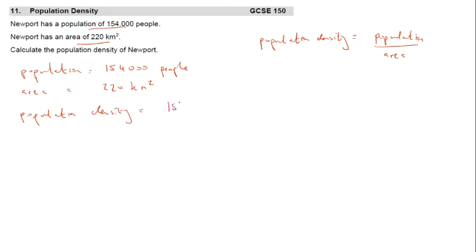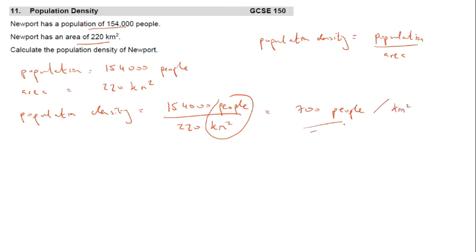So my population density is the population over the area. So 154,000 divided by 220 gives me a lovely answer of 700. The units will be people per kilometer squared. Easy topic, job done.